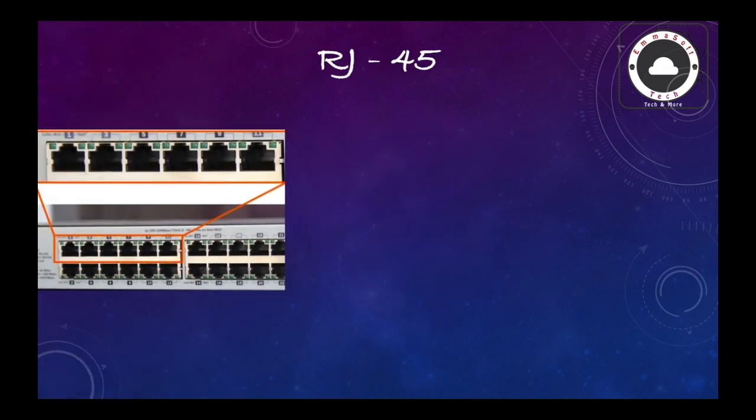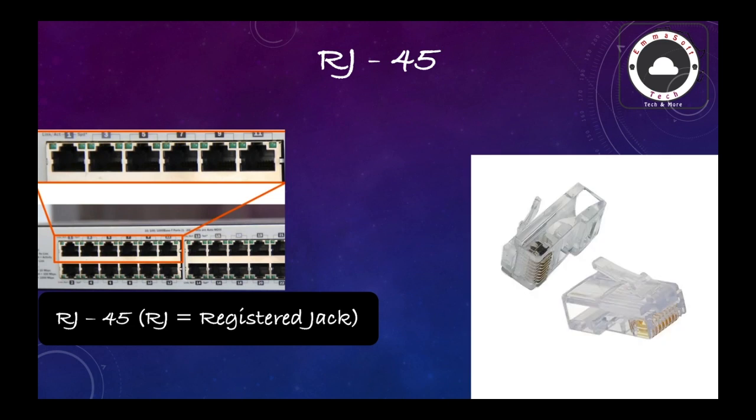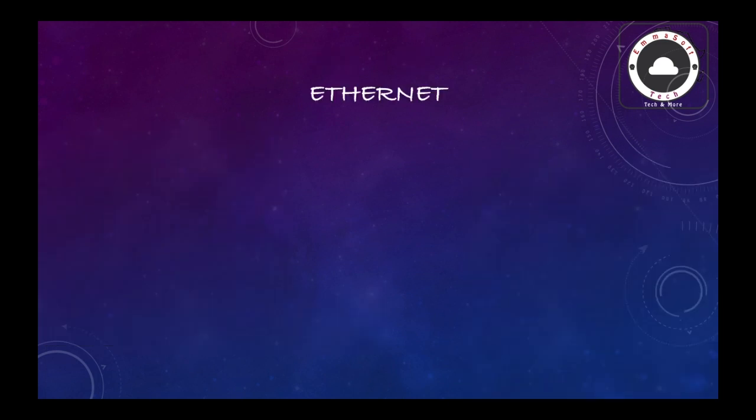Then when we look at those interfaces, those are RJ45 interfaces. And what is RJ45? That is a short form of registered jack. So it is actually a connector which is always put at each end of a network cable, and it looks something similar to that. Then let us look at Ethernet.